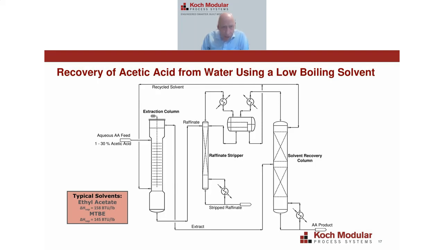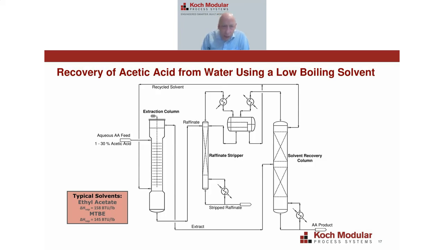When that extract comes out the top of the column, then you're going to need to bring that over to this third column shown here, which is your solvent recovery column. And here you're going to distill off your light boiling solvent and recycle it back to the extraction column. Coming out the bottom here then would be your carboxylic acid, your acetic acid, and if you need to purify it further, you might have to go to one more distillation column there.